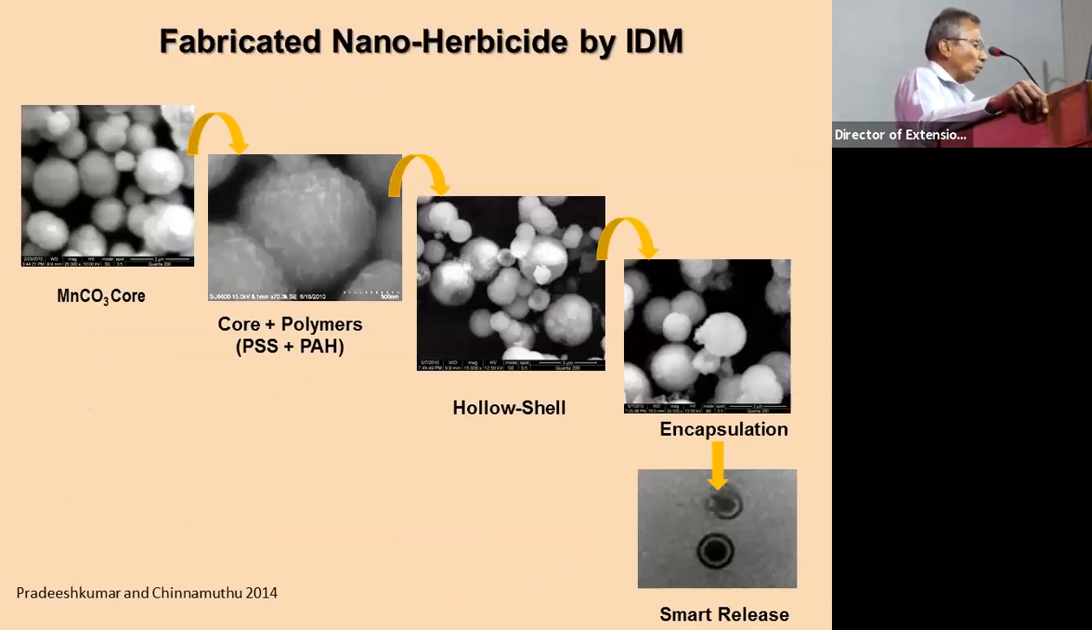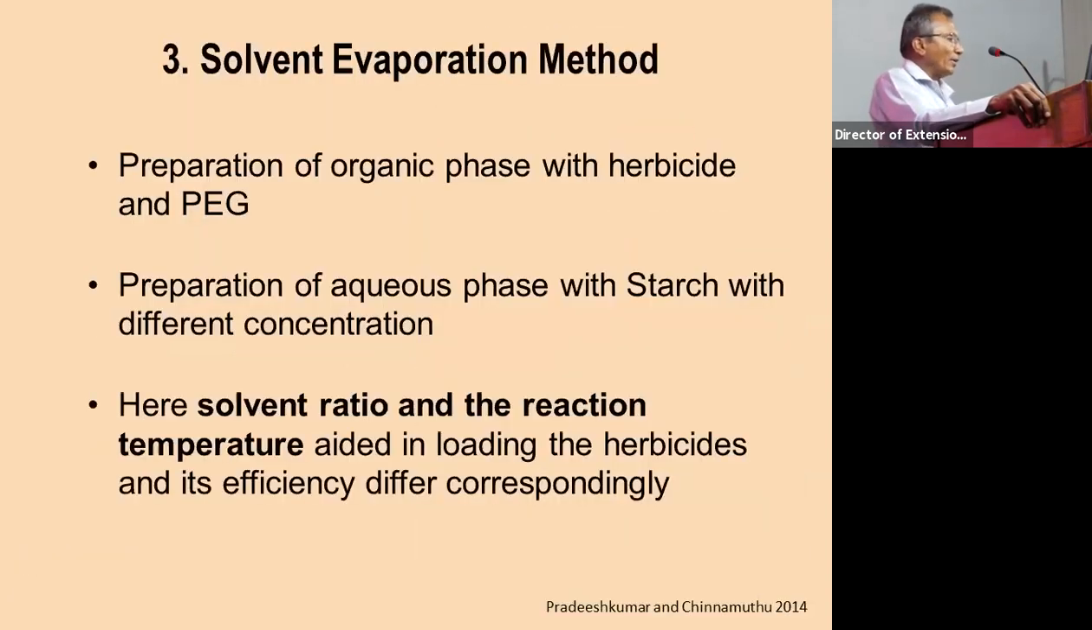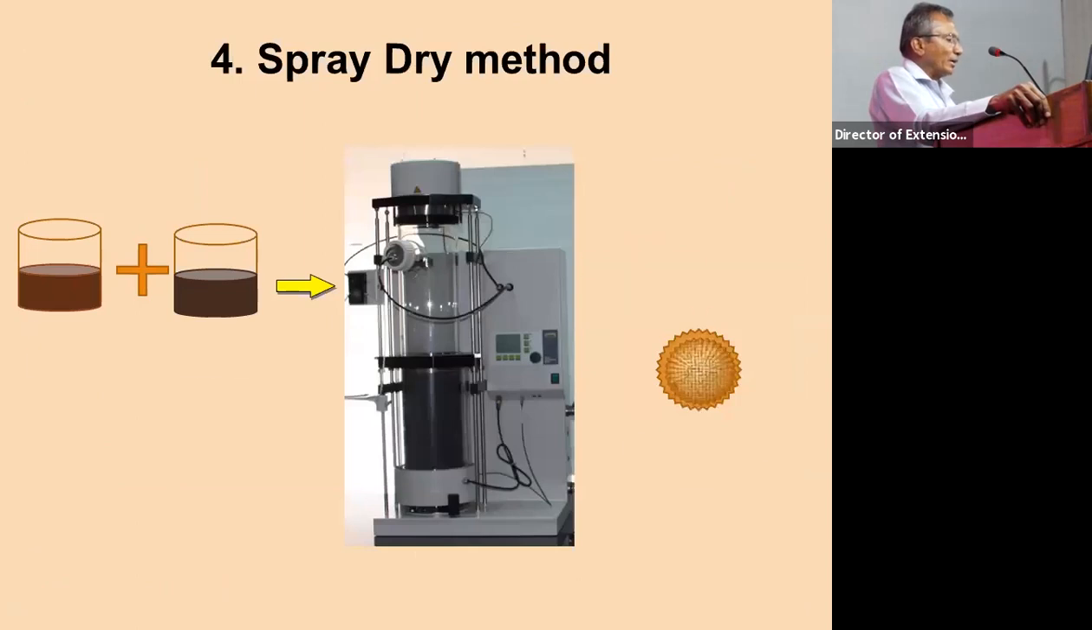The first one is we co-develop on the MnCO3 core plus polymer: PSS means polystyrene sulfonate, and PAH is polyallylamine hydrochloride. These two are negatively and positively charged water-soluble polymers, which are used for encapsulating your active ingredient, whatever it may be, a nutrient, a pesticide or a herbicide. The MnCO3 core is removed, and in the place of the core we can put the herbicide inside, and whenever moisture comes, it will release. Other methods are direct methods, indirect methods, or solvent evaporation methods. These are all ways we can encapsulate the herbicides, and spray-dried materials are also possible.